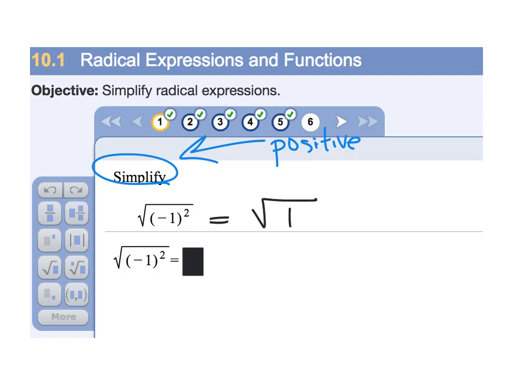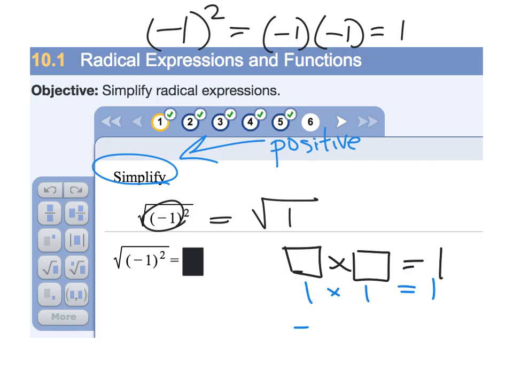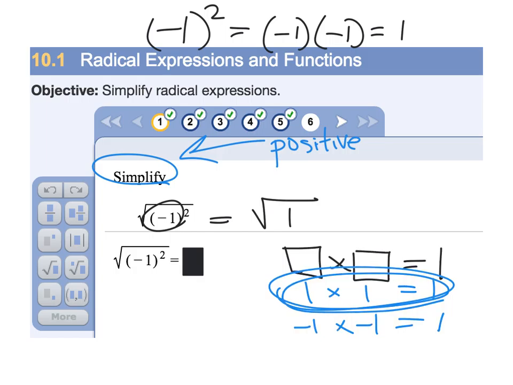Now, how did I get that? Well, this negative 1 squared means negative 1 times negative 1, which is 1. So I just took this and simplified it, so it's the square root of 1. Now you think of this as saying, what times itself is equal to 1? And you have a choice. You could either say 1 times 1 is 1, or you could say negative 1 times negative 1 is 1. But it is customary to only give the positive solution. So that's why this answer is 1.